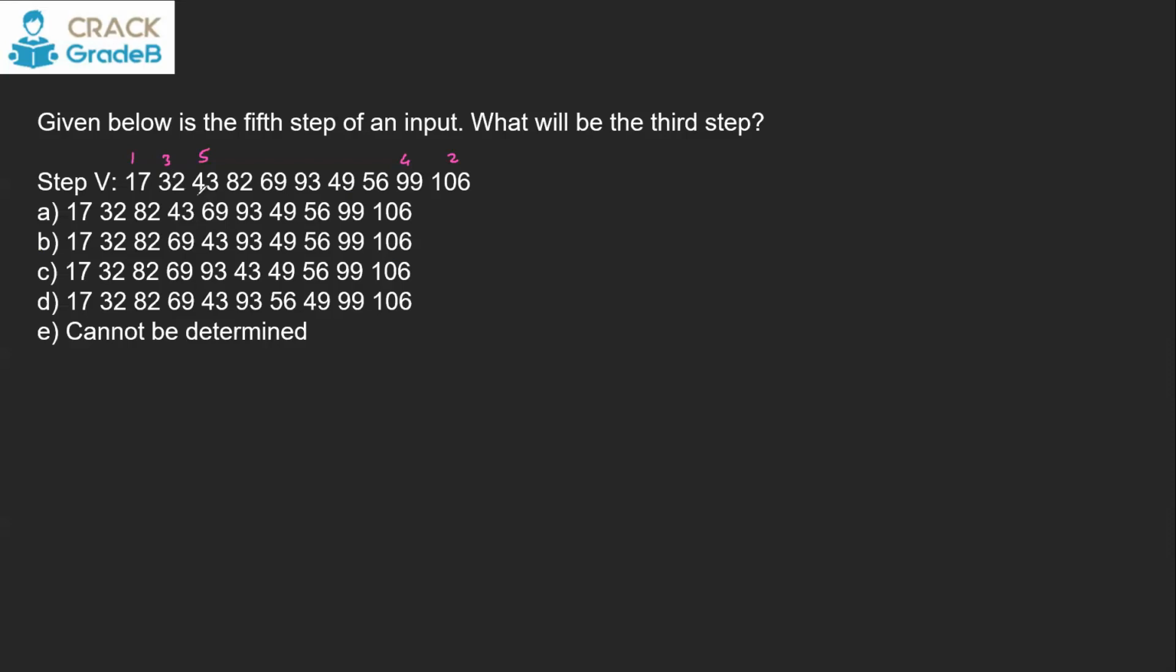But where did it come from? Can you tell? It could have come from here also, here also, here also. It could have come from anywhere, right? So you cannot tell the previous step. If the 5th step is given and the 3rd step is asked, you cannot tell the previous step, because what number comes from where, you can't possibly know. So the answer is cannot be determined. Easy. Let's see one more.